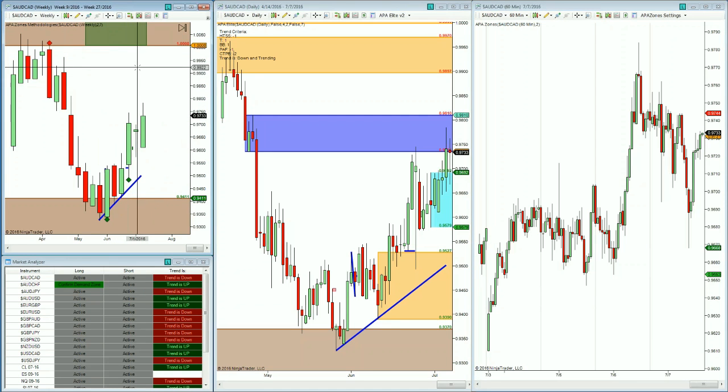Okay, so let's go ahead and get started here. First on the AC, I like to point out that I abbreviate all the forex pairs with the first letter of the first currency and the first letter of the second currency.